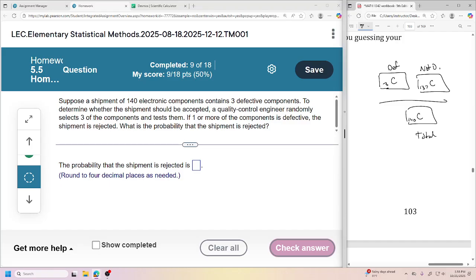Awesome. How many am I selecting? It says if 1 or more are defective, then it's rejected. So right here, 1 or more. So in a way, I'm wanting to select 1, 2, 3, or even 4. I guess not 4 because we only got 3 total. How about we do something a little different? What if I find 0? What if I find 0 defective?